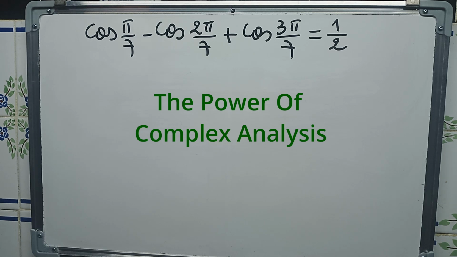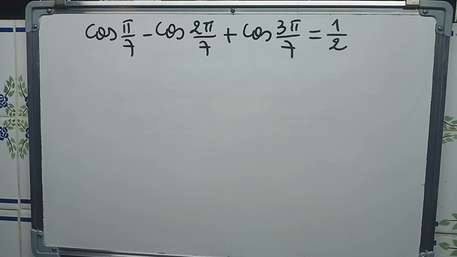In this problem, we will prove that cosine pi over 7 minus cosine 2 pi over 7 plus cosine 3 pi over 7 is equal to 1/2. So how will we do it?